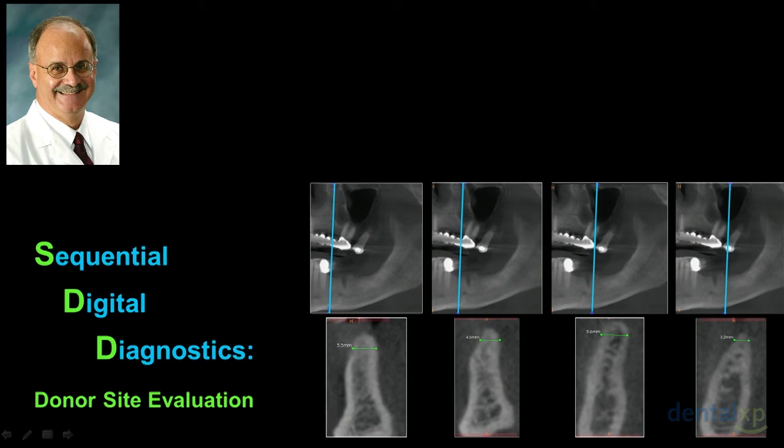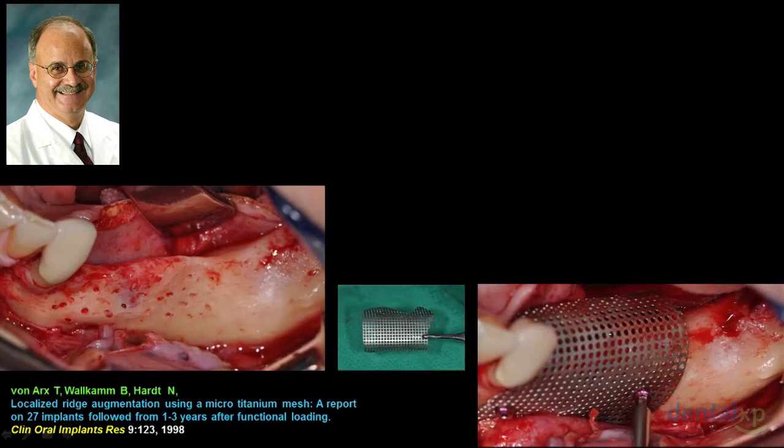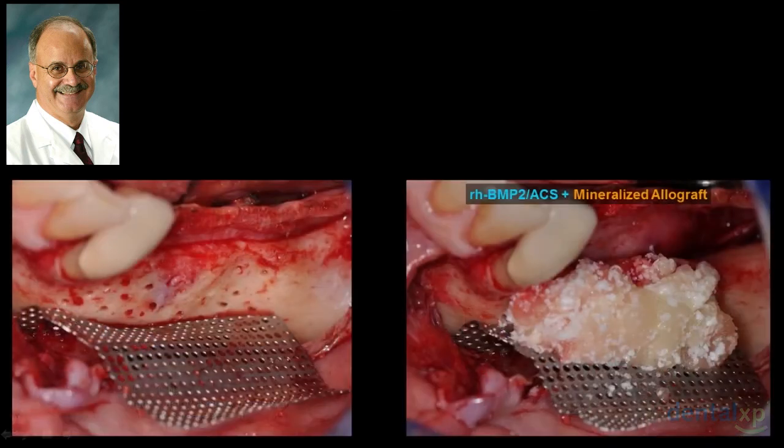So, a comprehensive sequential digital diagnostic workup. Here we're using a titanium mesh approach with some particulate graft complex. And in this case, I chose to go with BMP, particulate, meaning allograft here, Mineross. And this combination works extremely well, very predictable. This takes 7 months, however, to re-enter.